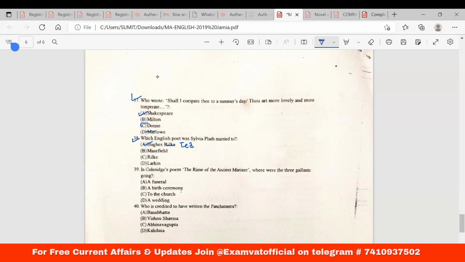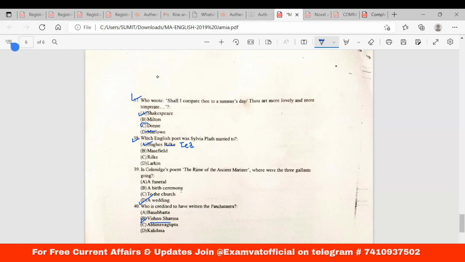This is a very simple one. In Coleridge's poem, The Rime of the Ancient Mariner, where were the three gallants going? So they're going to a wedding. And the last question, who is credited to have written the Panchatantra? So Panchatantra was written by Vishnu Sharma.